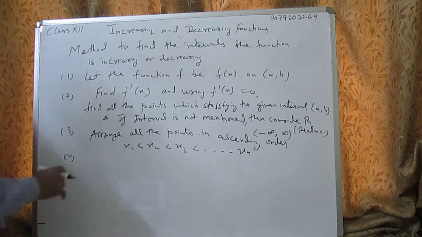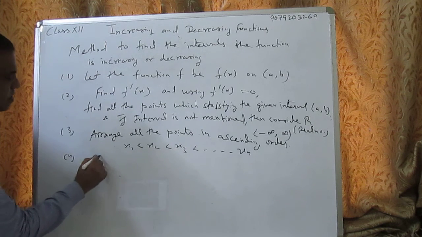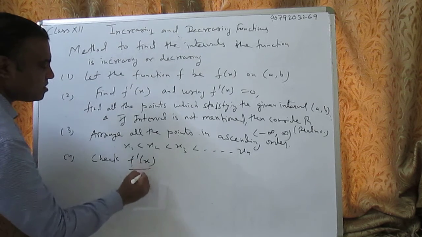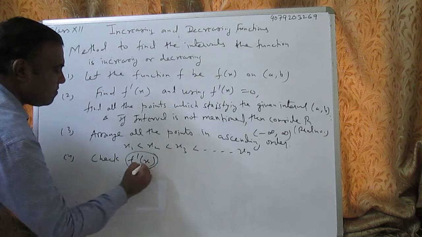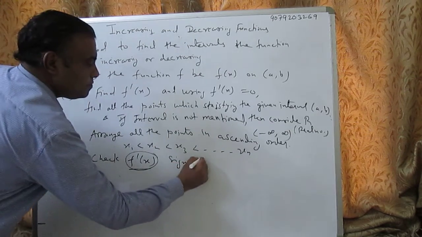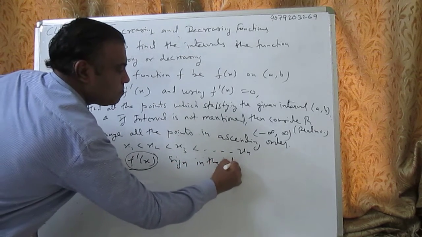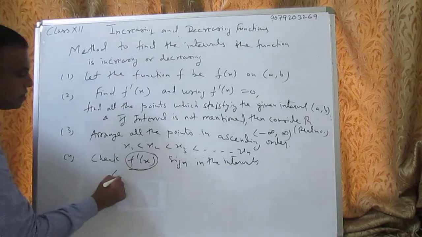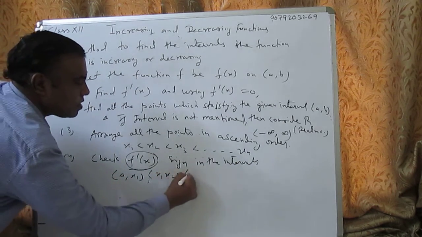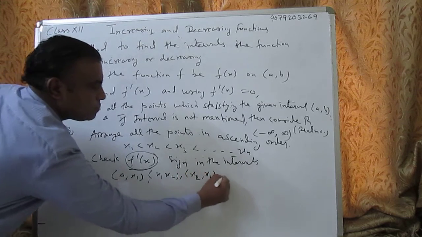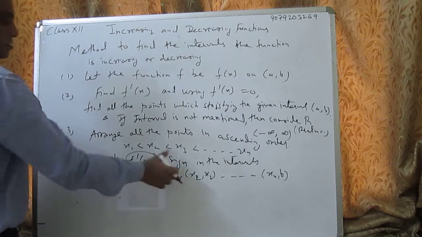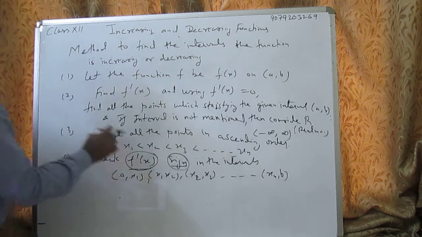Fourth step, you have to check the f dash x sign. In the intervals a to x1, x1 to x2, x2 to x3, up to xn to b, check the sign of f dash x.